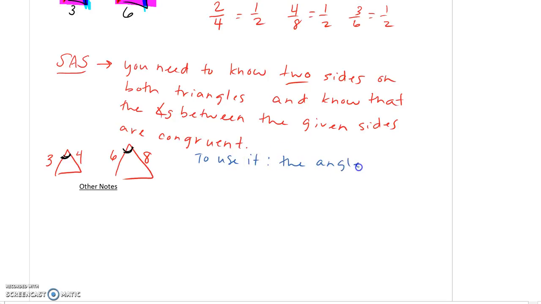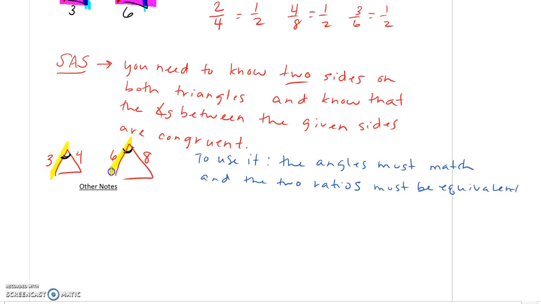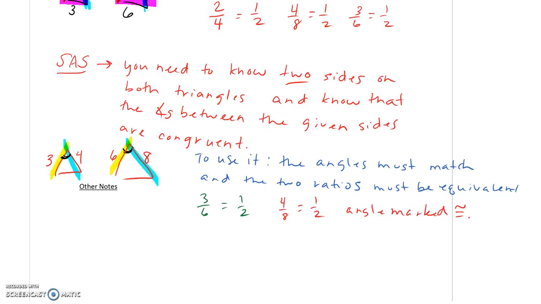So to use it, the angles have to match, and the two ratios have to be equivalent. So I only have two of those to set up. So my yellow side is 3/6. I made it easy, 1/2. My blue side, 4/8, which equals 1/2. And the angle was marked the same. So that's how you would use SAS.